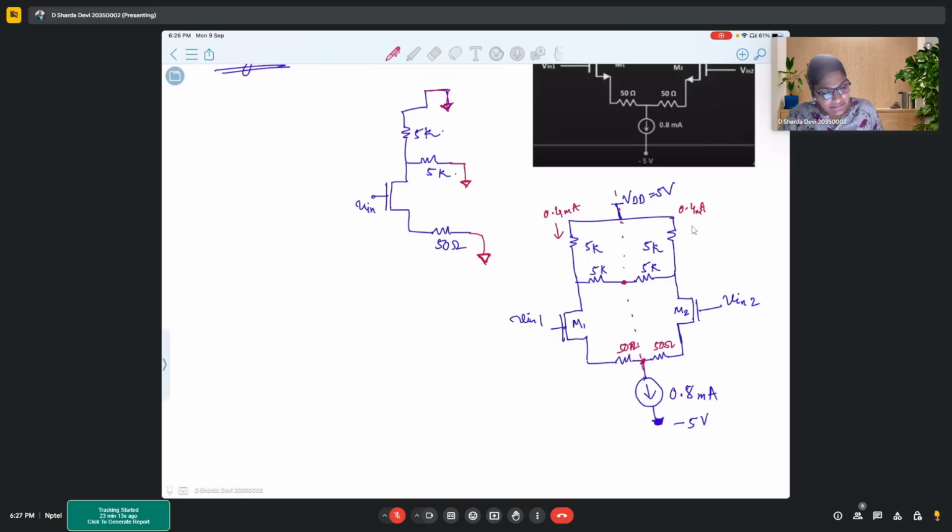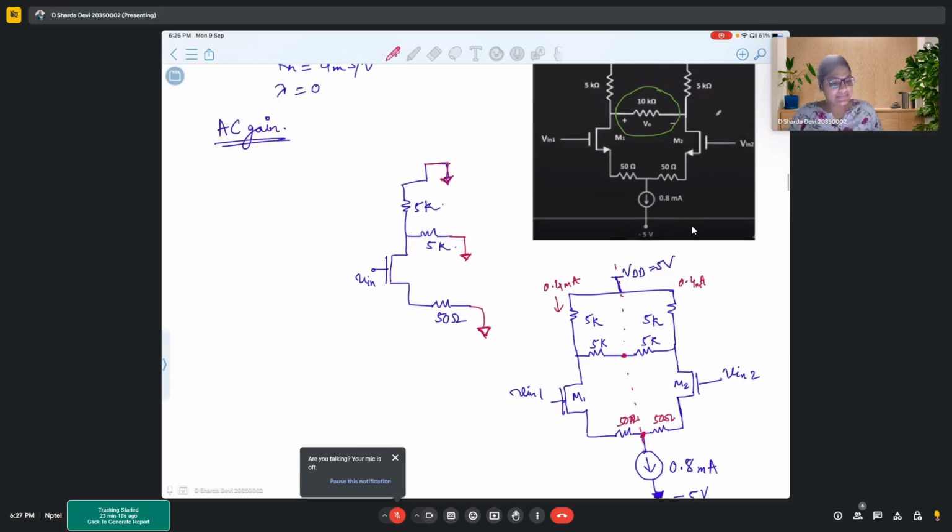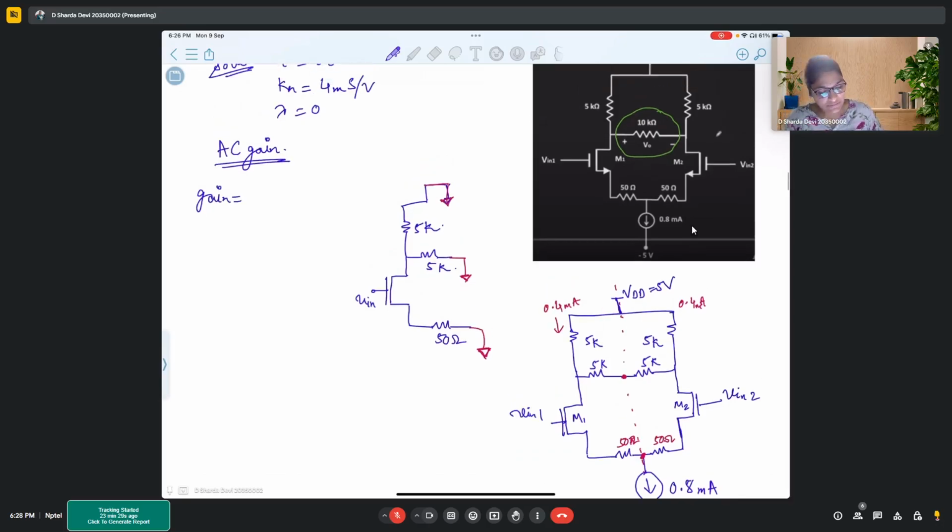Now, based on this, we have to analyze our circuit. Okay, so we know the gain for CS. So this is basic CS configuration, right? In this CS configuration, we know that gain is minus gm into Rout or Zout.